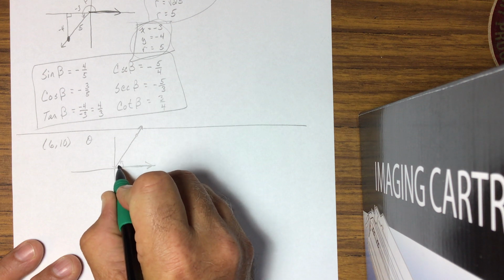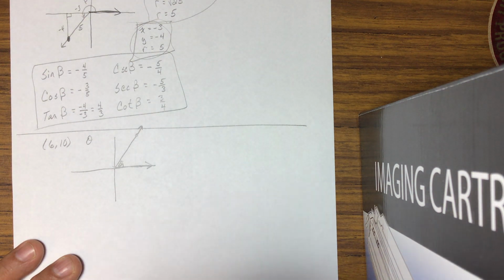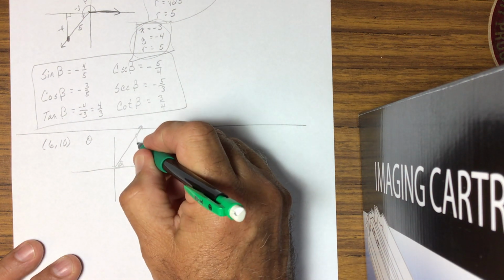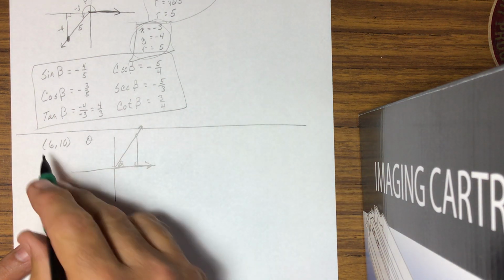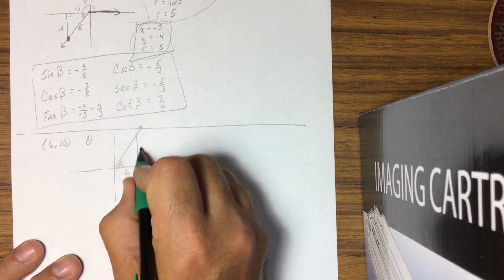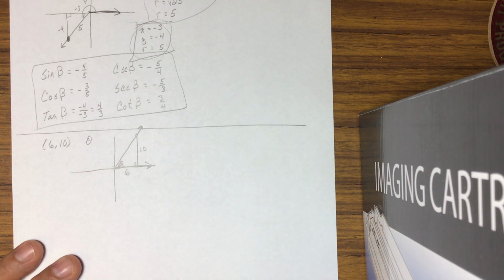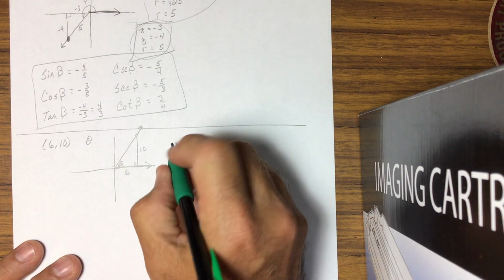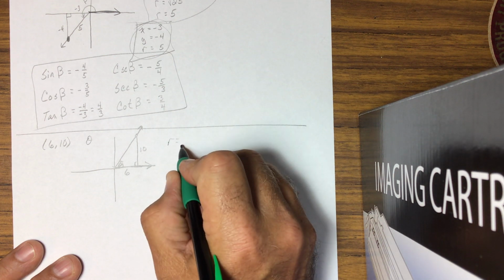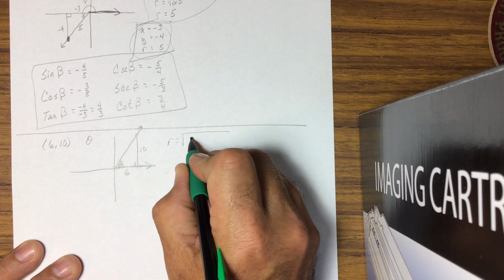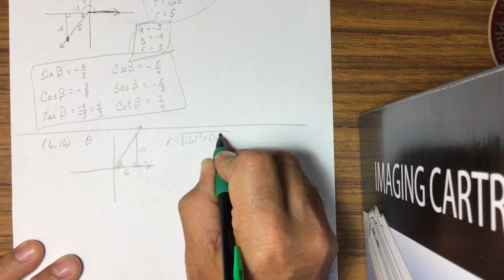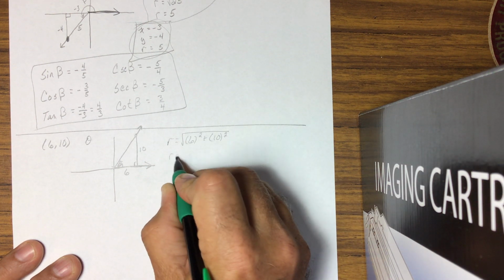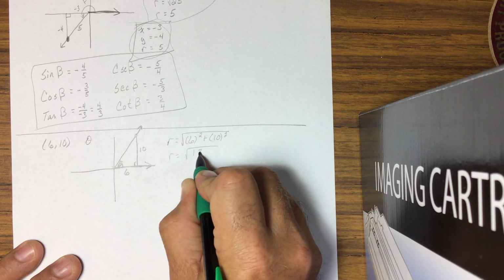So here, it's theta. Draw back from the point straight back to the x-axis to get our right triangle. Put 6 and 10 in place. 6 is x, 10 is y. Do the Pythagorean theorem, or r is equal to the square root of x squared, 6 squared, plus y squared, which is 10 squared. So r would equal the square root of 136.